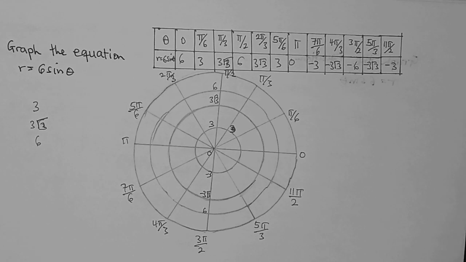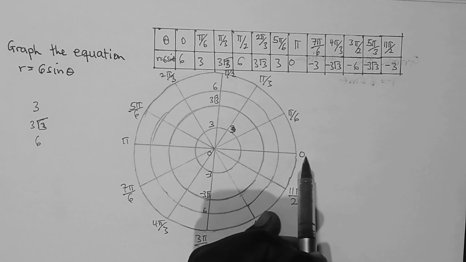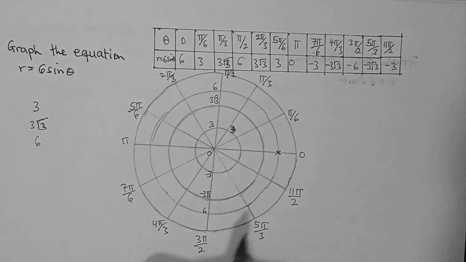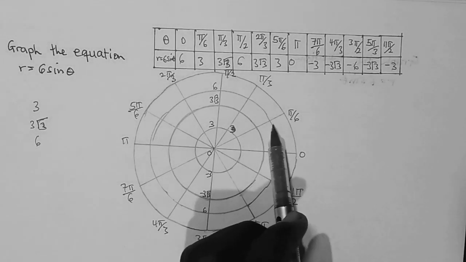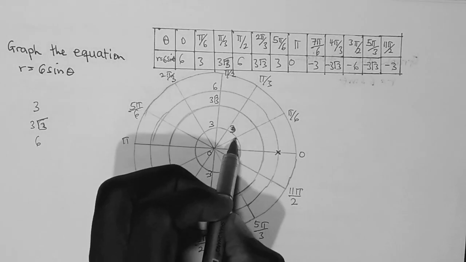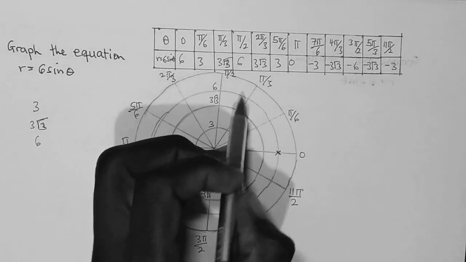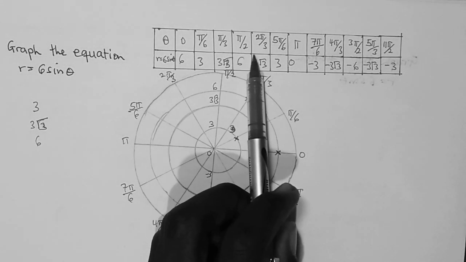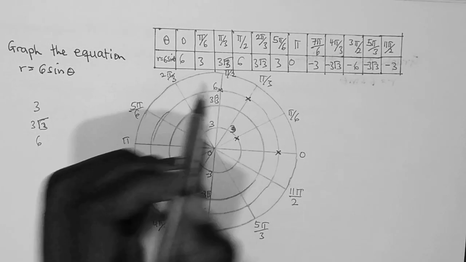So let's go ahead and do the plot. So 0 and 6. Here is 0, and this is 6. So 0 and 6 is this one. Then pi over 6 and 3. This one is 3, so pi over 6 and 3. Then pi over 3 and 3 root 3. It's here. Then pi over 2 and 6. Pi over 2 and 6 is here.